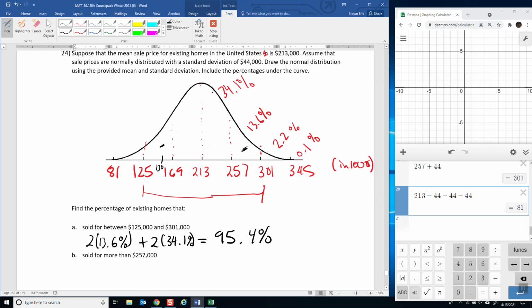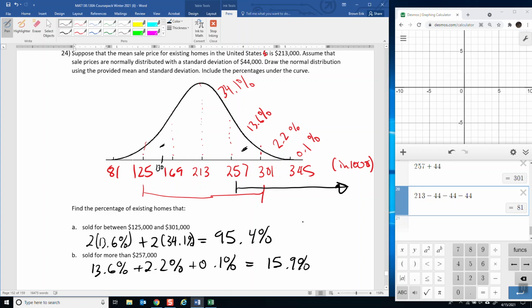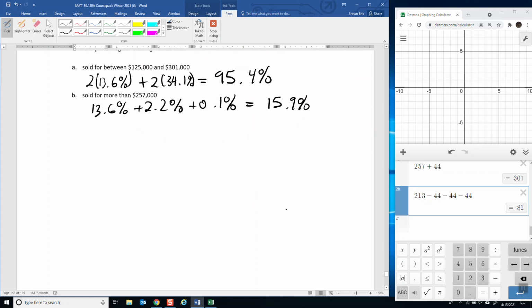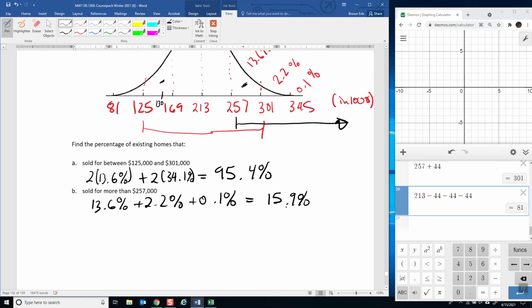Don't round these percentages. These values up here are approximations already, so when we're adding them together, leave it with what you got. All right, how about sold for more than? So here we're above this and we're going on forever, so we need 13.6% plus 2.2% plus 0.1%. Those three things, let's see, this would be 15.9%. You might be tempted to write that as 16%. Don't do it. This is an approximated value already. You don't want to double approximate things.